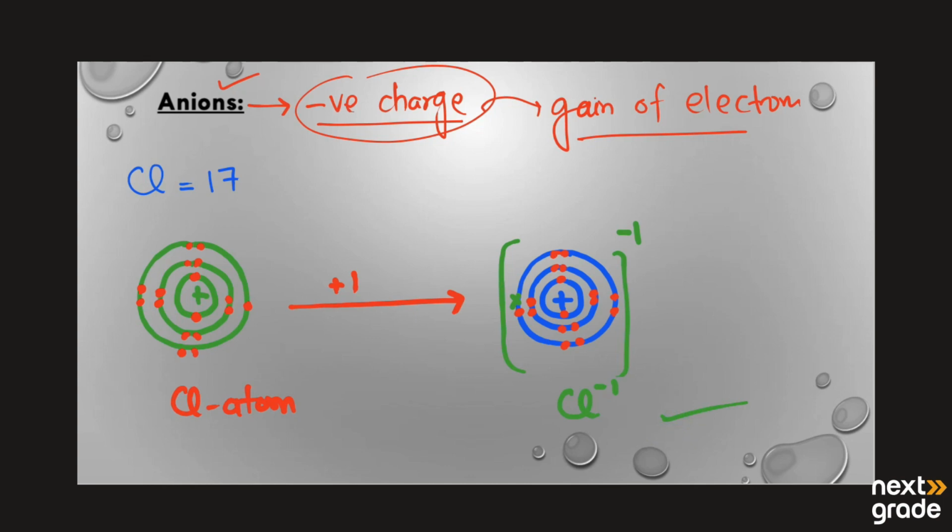Anions have a negative charge, and this is due to the gain of electrons. Atoms gain electrons just to get stability. To get stability, atoms form anions as well as cations. So this is all about today's lecture.